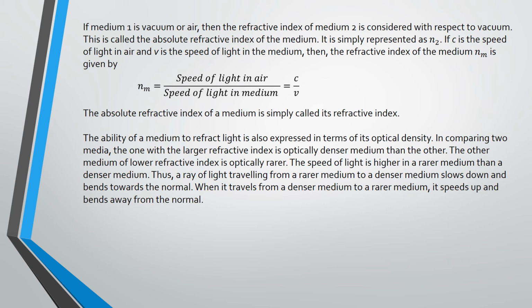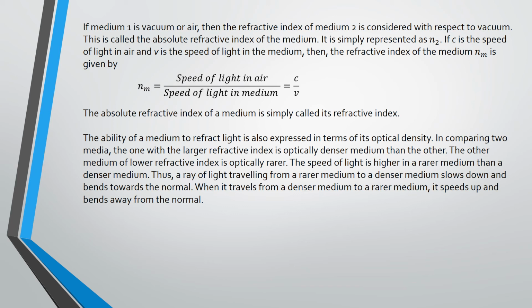The ability of a medium to refract light is also expressed in terms of its optical density. In comparing two media, the one with the larger refractive index is optically denser medium than the other. The other medium of lower refractive index is optically rarer. The speed of light is higher in a rarer medium than a denser medium. Thus, a ray of light traveling from a rarer medium to a denser medium slows down and bends towards the normal. When it travels from a denser medium to a rarer medium, it speeds up and bends away from the normal.